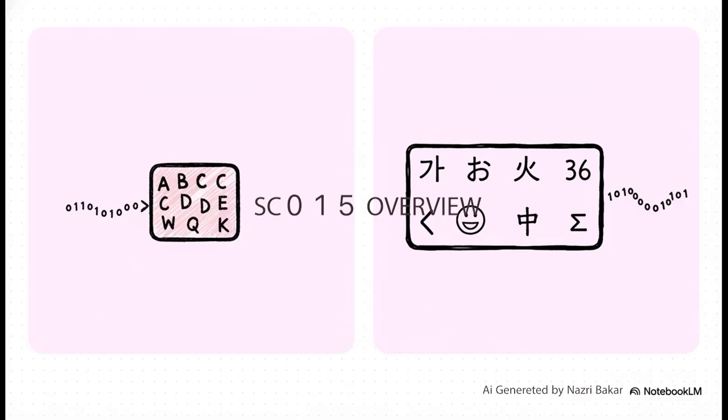Enter Unicode. It's a 16-bit system, which gives us way more room to represent pretty much every character, emoji, and symbol you can think of.